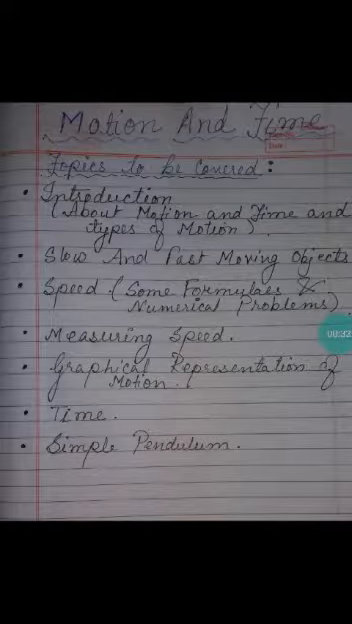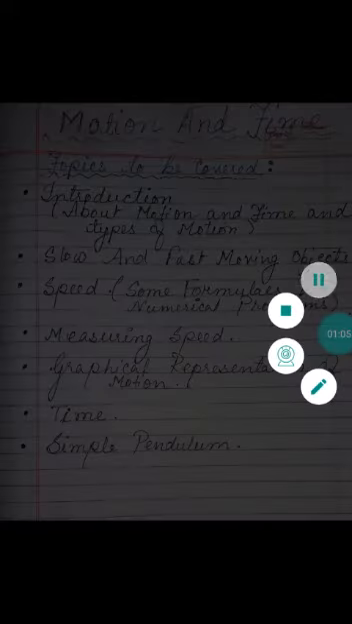Okay. So, in our last video, students, we have completed our second topic, slow and fast moving objects. And from that topic, we have come to know about speed. That is, a slow moving object is considered to have low speed, and a fast moving object is considered to have high speed, right? So, today, let's move forward to our next topic, that is speed. Okay, so let's get started.